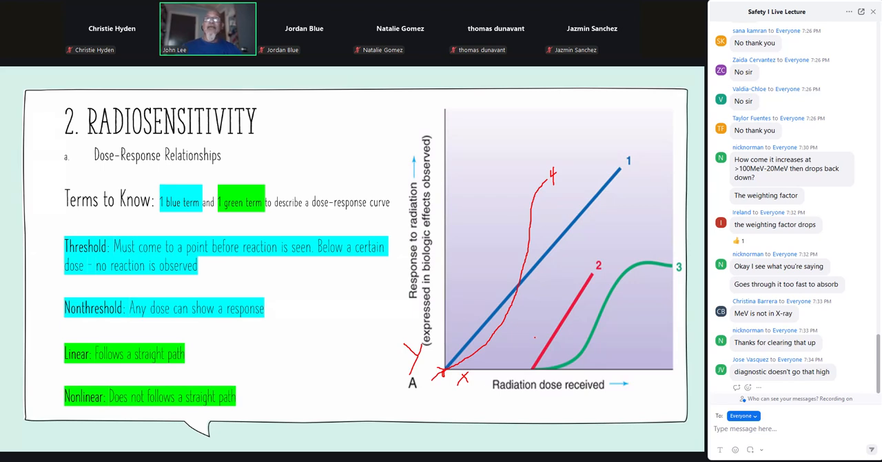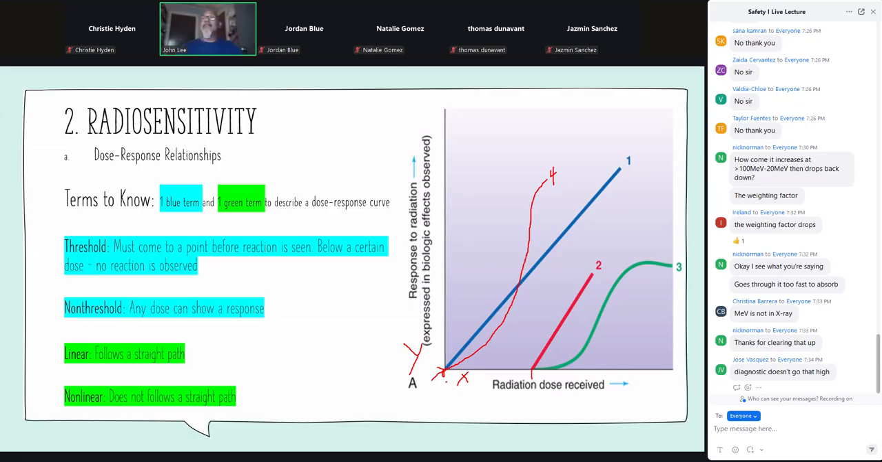Okay. Number two, there's a certain amount of radiation we can get where no response is happening. Nothing is going on till we get here. And at this point, we start to see a response. This constitutes a threshold. There is a certain amount of radiation where there's no response. The shape of the graph, straight line, is linear. So number two is a threshold linear dose response.